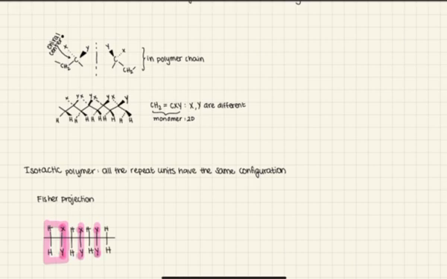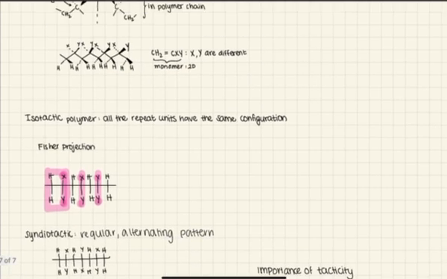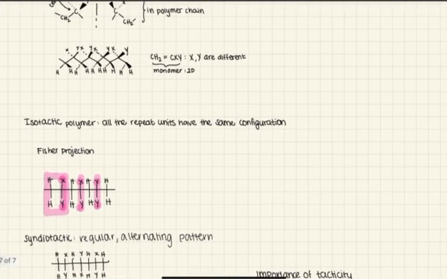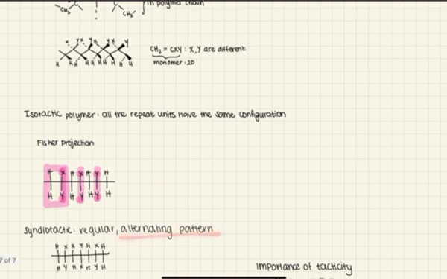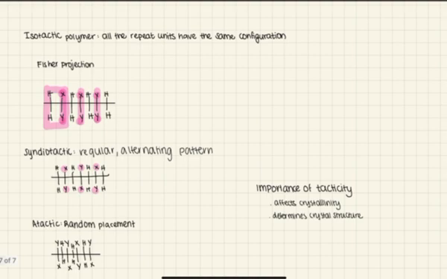The second category of tacticity is syndiotactic, which are regular and have an alternating pattern. As can be seen here, the X alternates its position throughout the repeat units, and the Y does so as well. The last category of tacticity are atactic, which is a random placement that can be seen through the Fisher projection with no particular orientation as to where the Y's and the X's are placed.